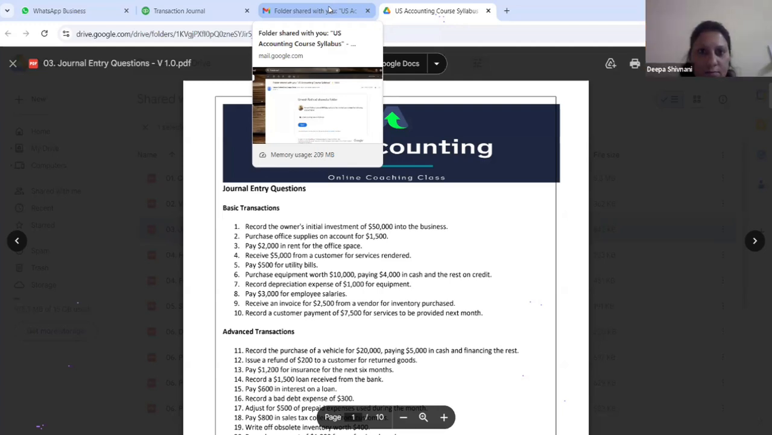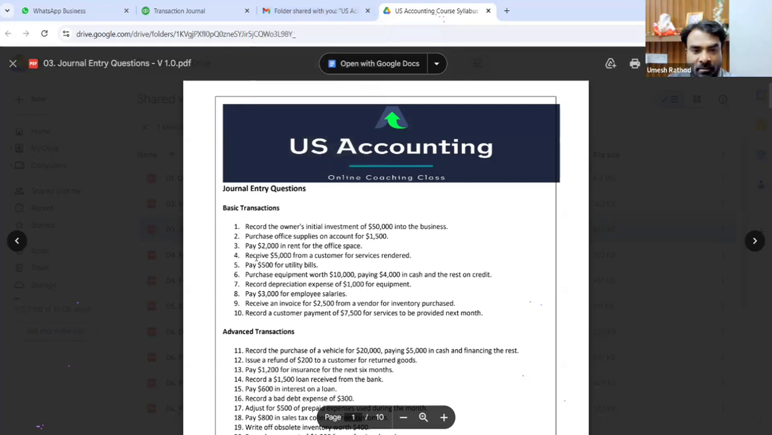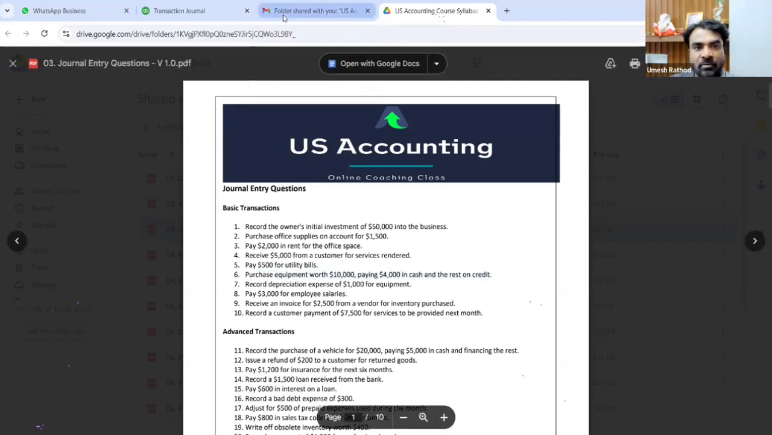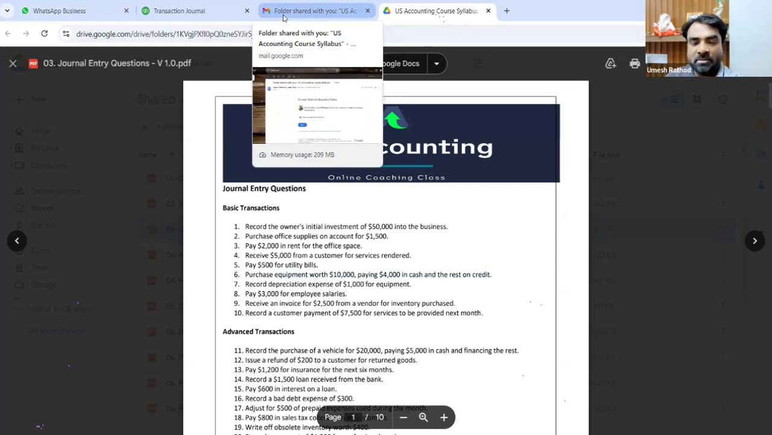Yeah. Then the next one. Purchase equipment worth $10,000, paying 4,000 cash. Okay, so this is a bit of a long transaction. So let's break it out. First, we have to record the transaction of purchase of 10,000 of equipment, right? So 10,000 of equipment means you have purchased on credit, right? You have purchased on credit.